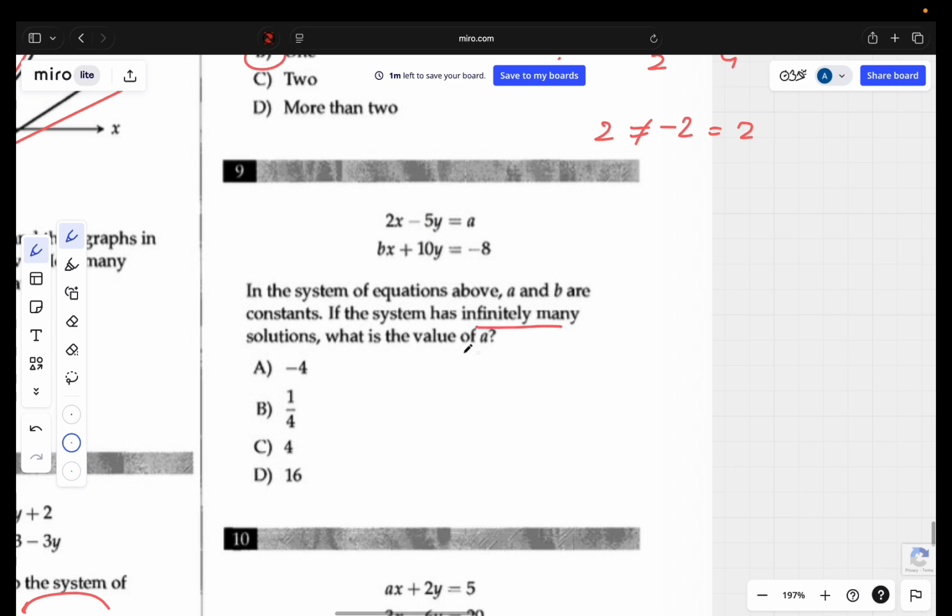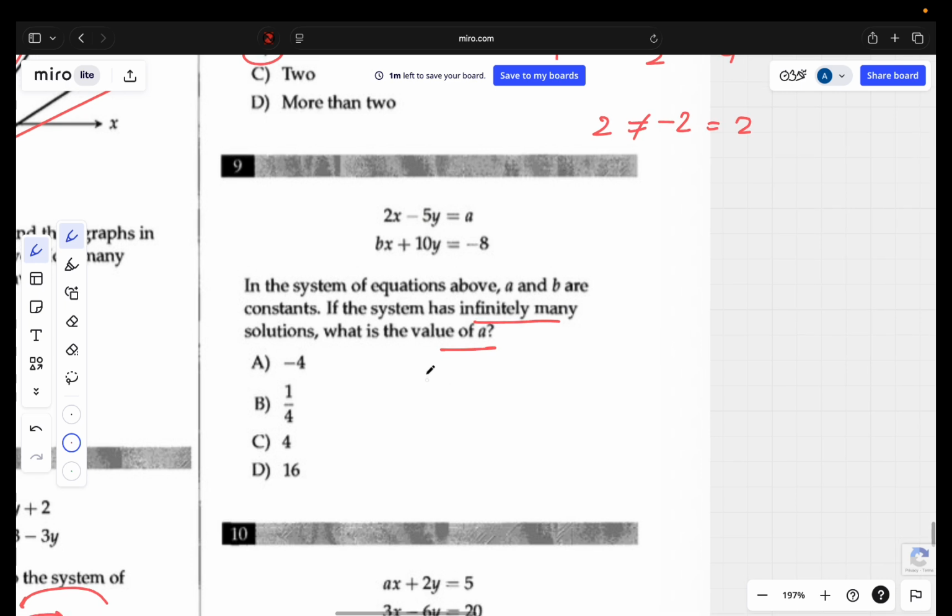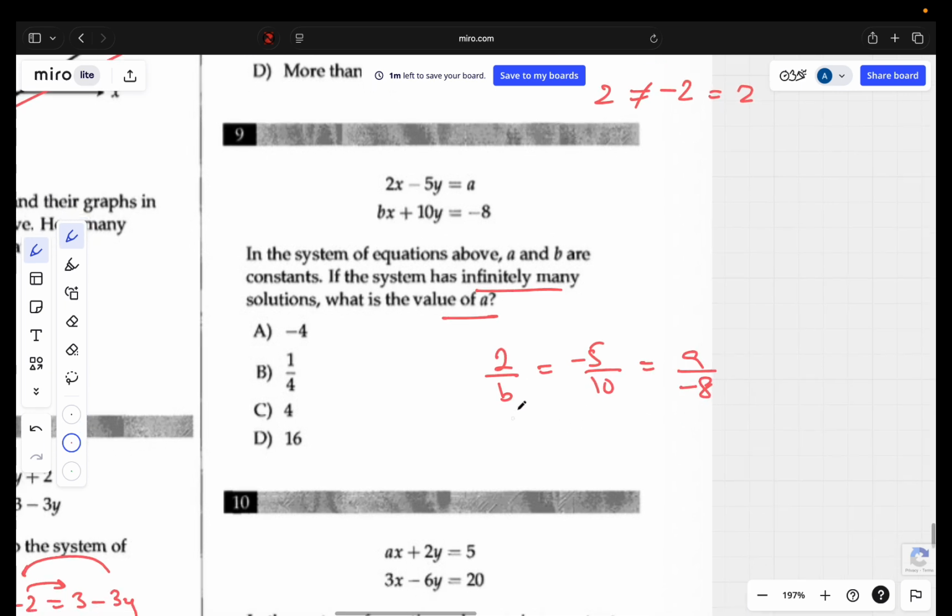It says we have infinitely many solutions. We need to find the value of A. If it's infinitely many solutions, everything is going to be equal. So 2 over B is going to be equal to negative 5 over 10, which is equal to A over negative 8. So we'll solve this first. We'll cross multiply this with this, this with this. So it's going to be 20 is equal to minus 5b, which means b is negative 4.